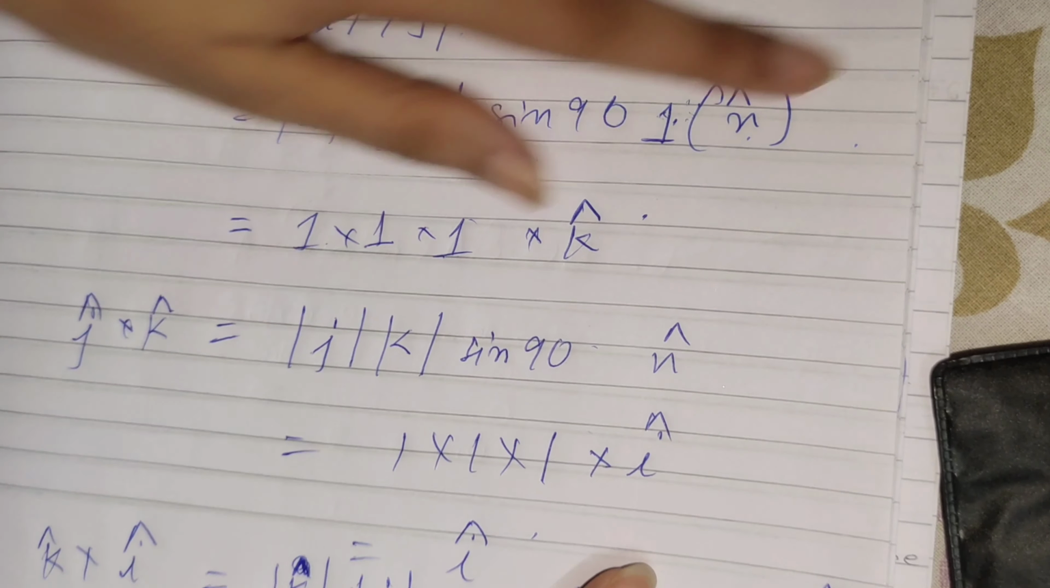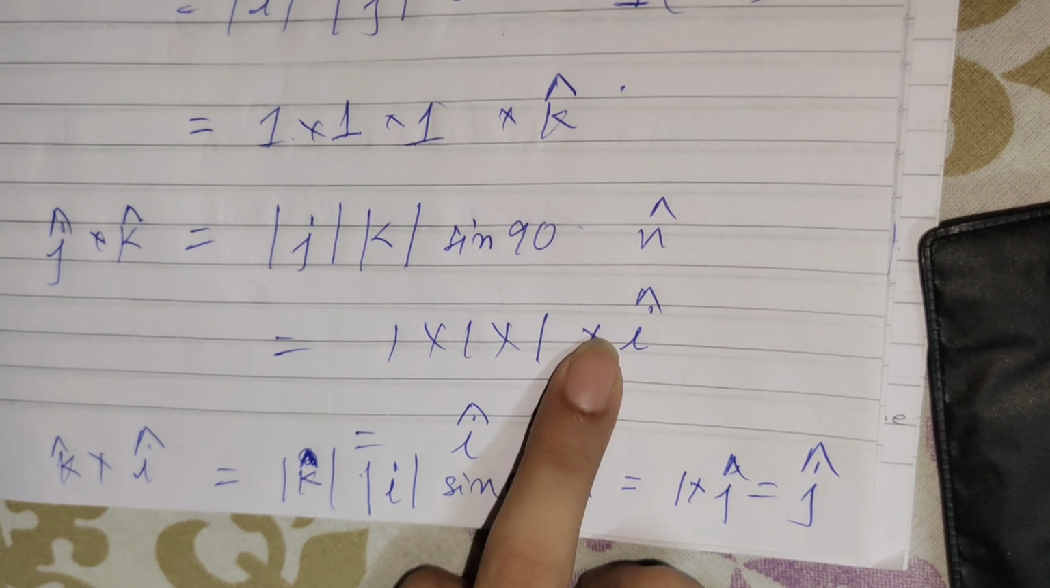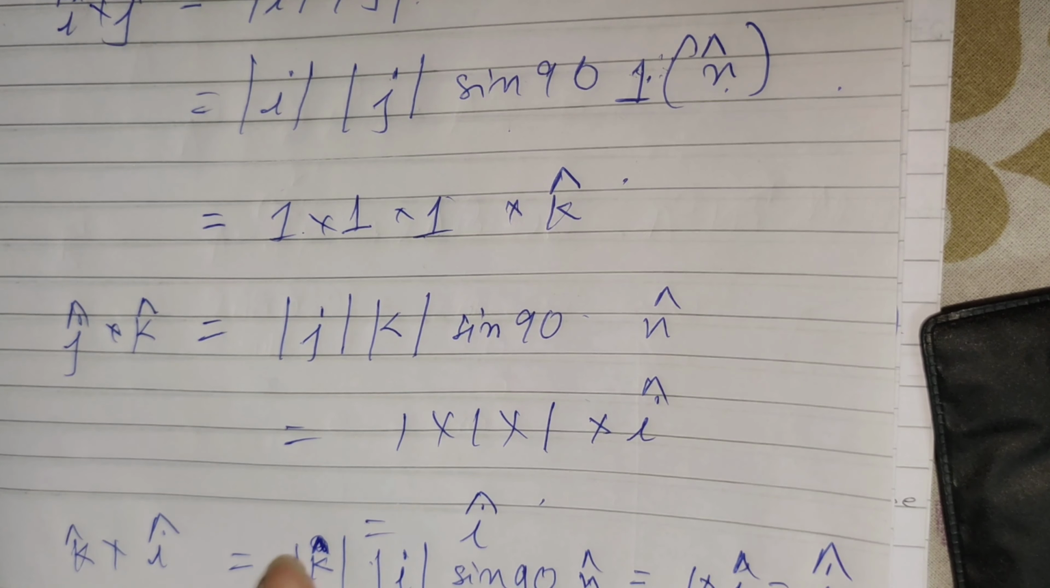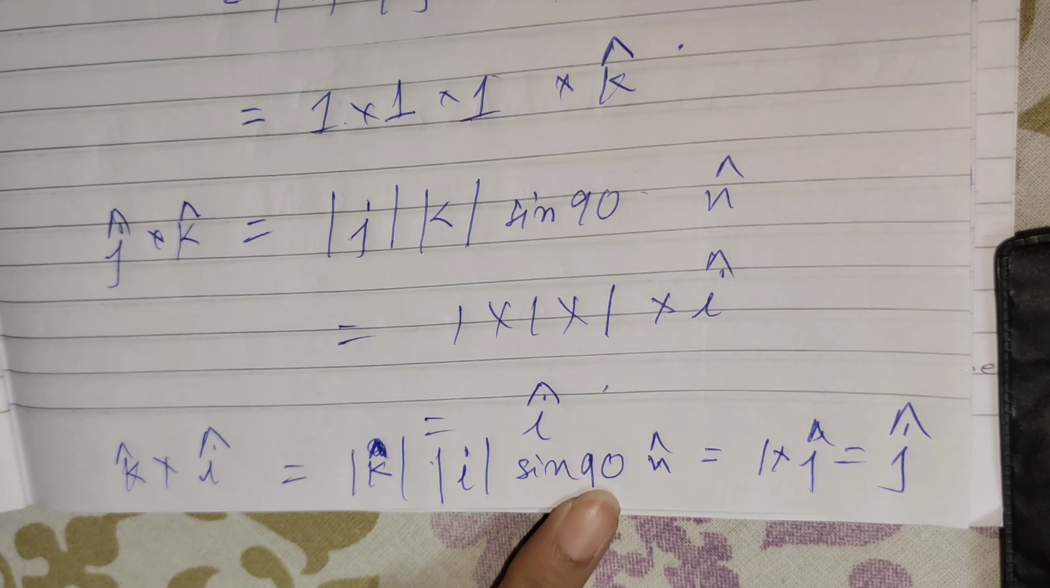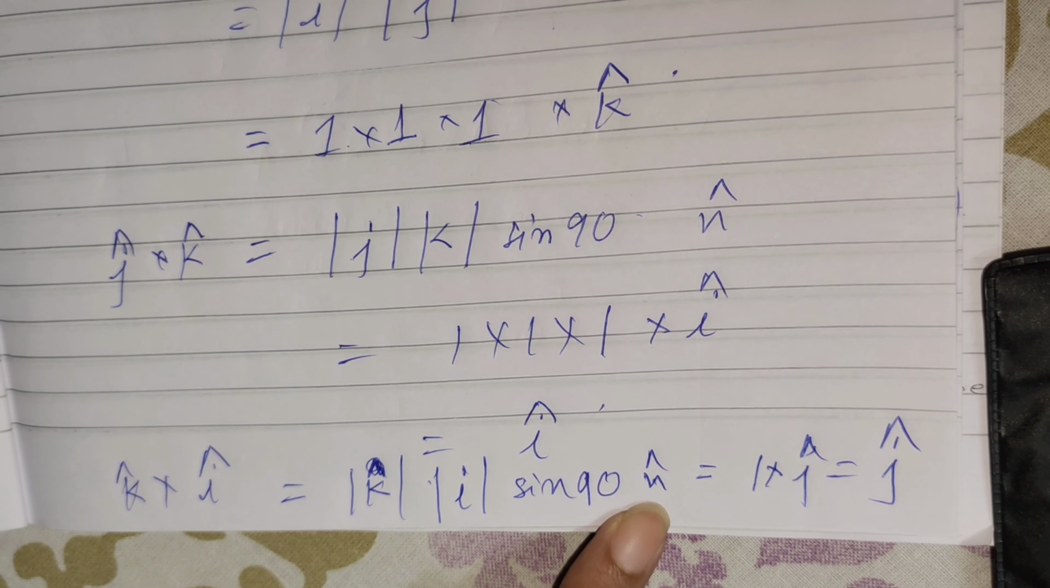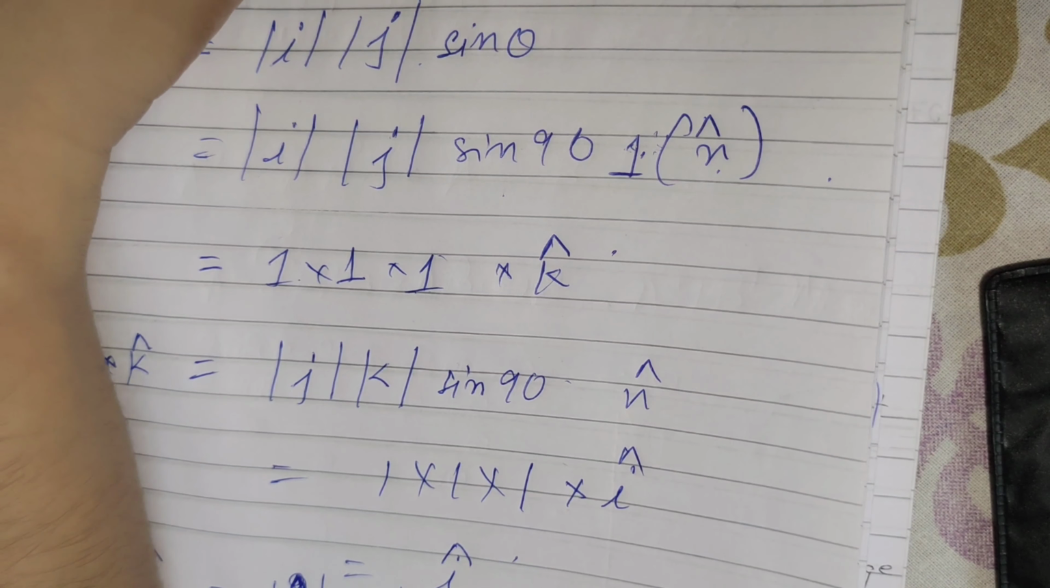So let's have a look over here. That is why the direction came as I cap. Again, K to I, mod K, mod I, sine 90, N cap. And n cap is nothing but the direction of j, because if you see, there is a cyclic order.